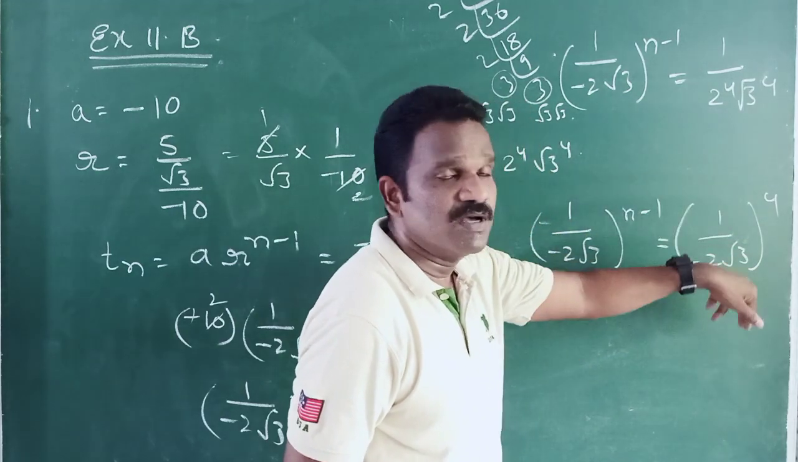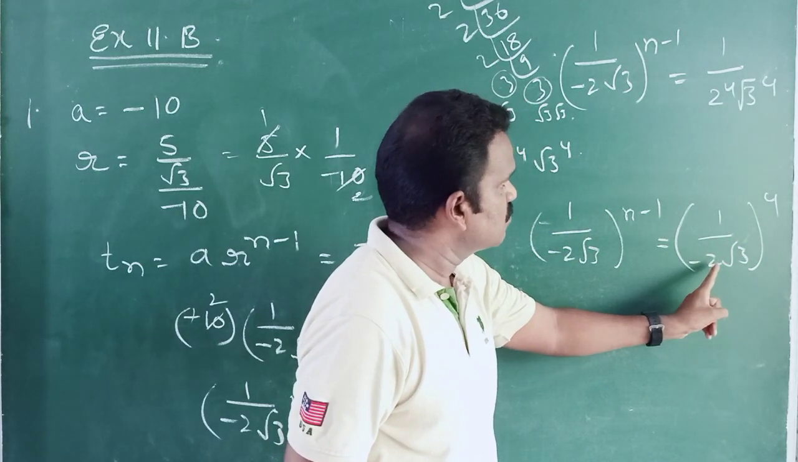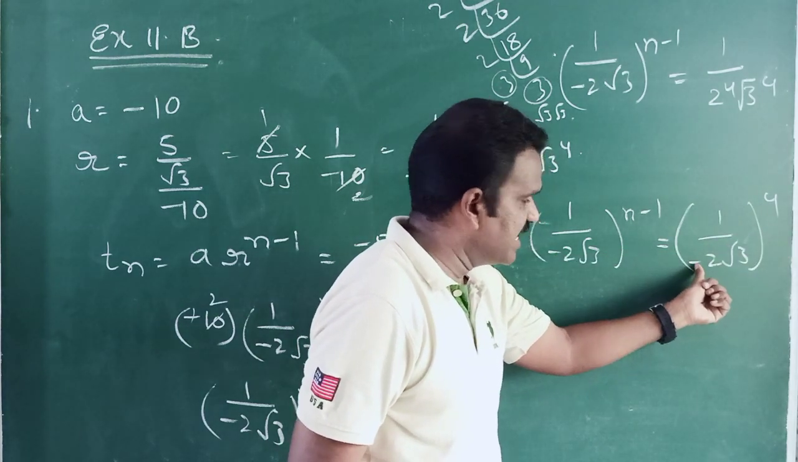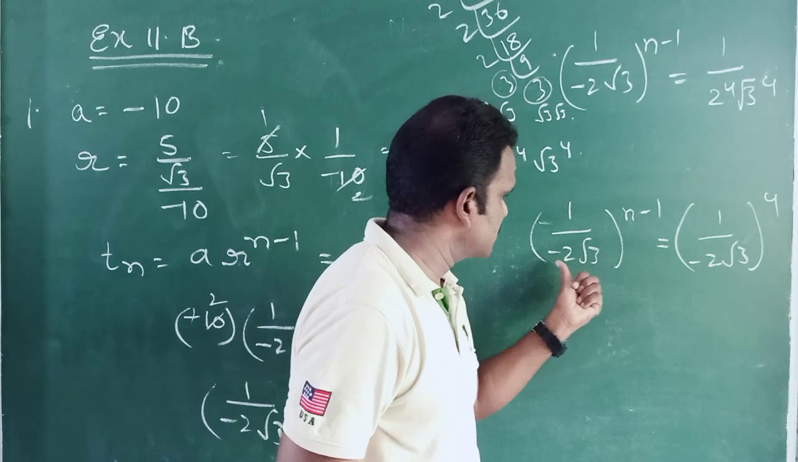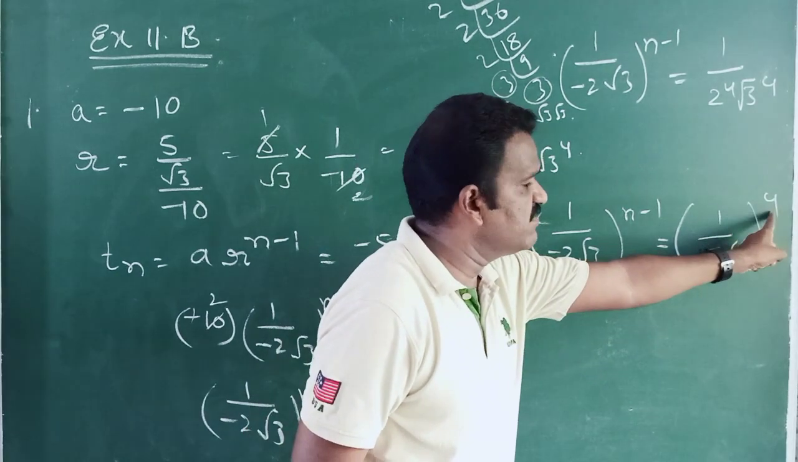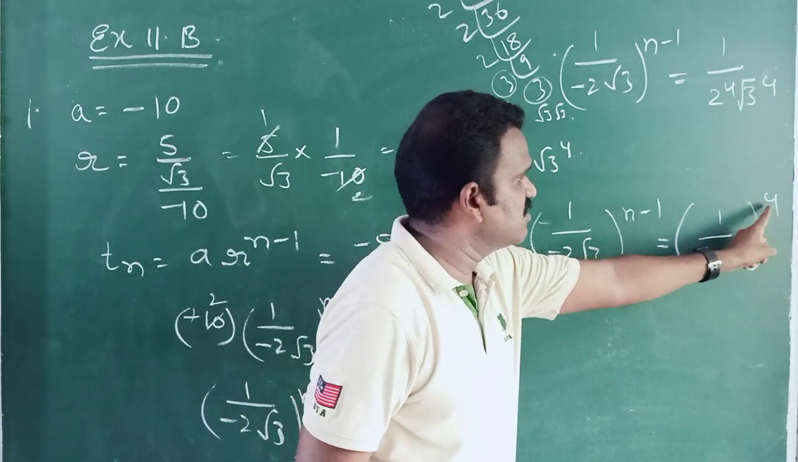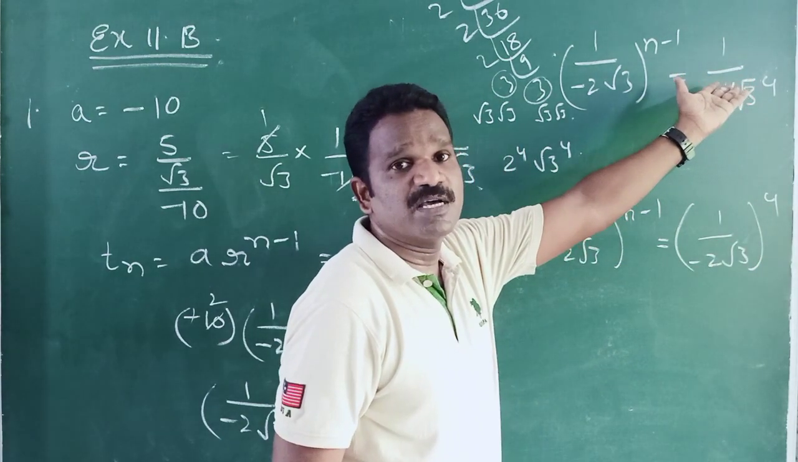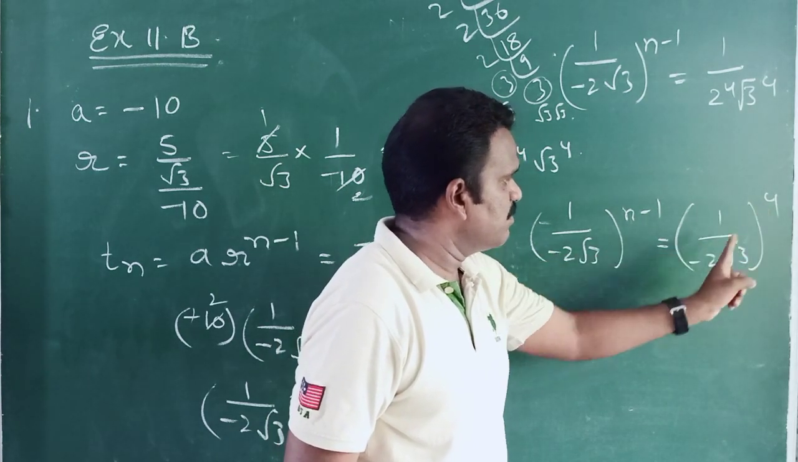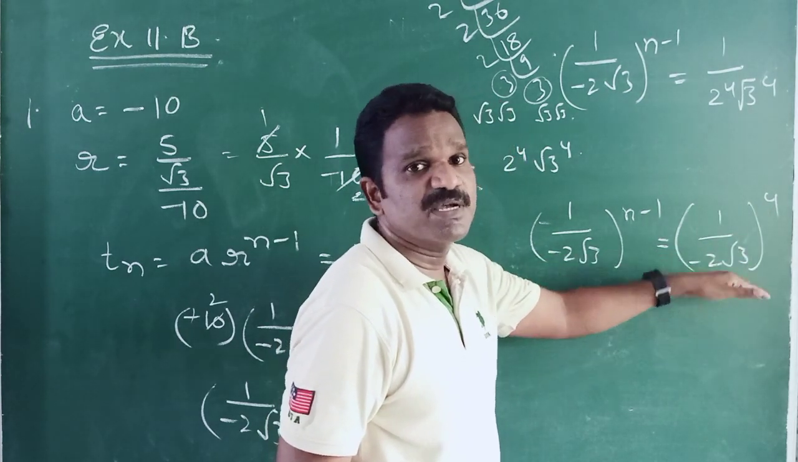I am taking the whole outside. So 1 by 2 to the power of 4, √3 to the power of 4. I am adding a negative here. In order to make the bases the same, I am adding a negative here. Why do I add a negative? Because you have an even number. So even if you add a negative, it becomes positive, because here we have an even power for this negative symbol, so it becomes positive.